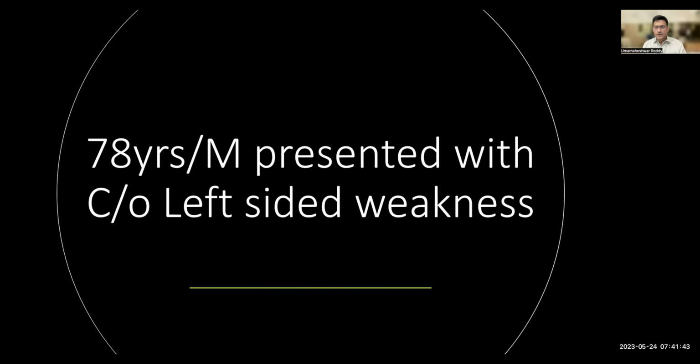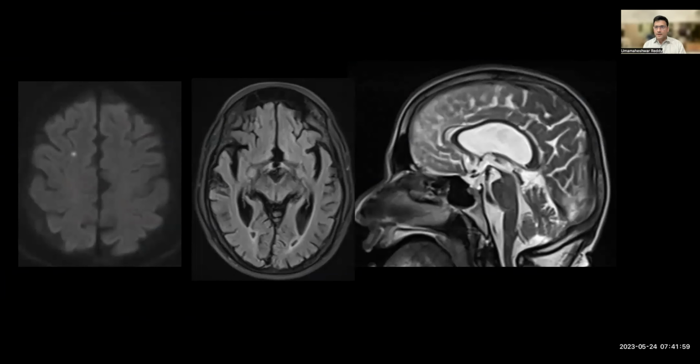A 78-year-old male presented with left-handed weakness. While taking a detailed history, we also found out he had repeated falls. On examination, we found that he has superior gaze palsy. So these were our MRI findings. Please write down your findings.